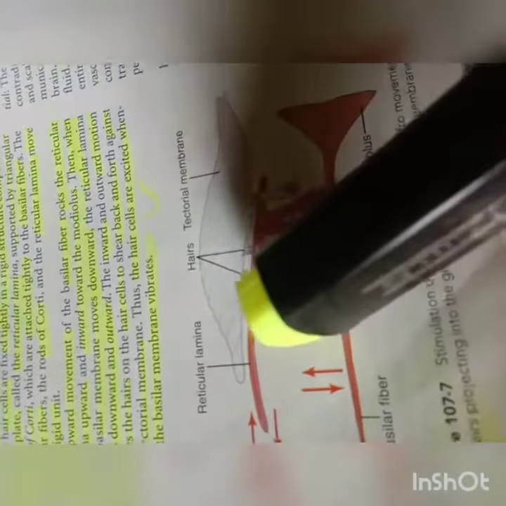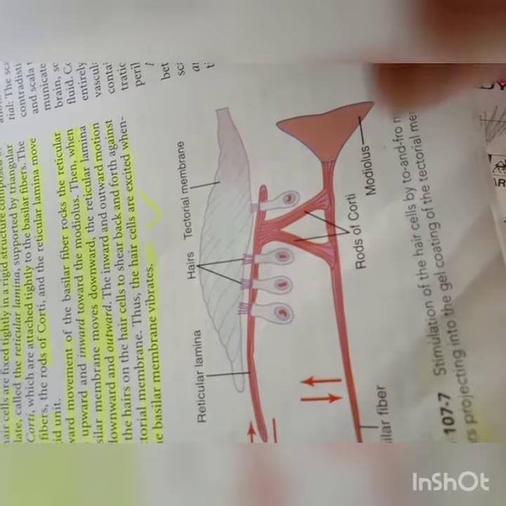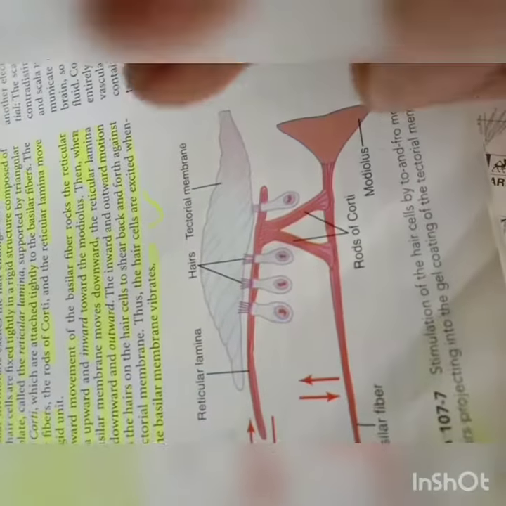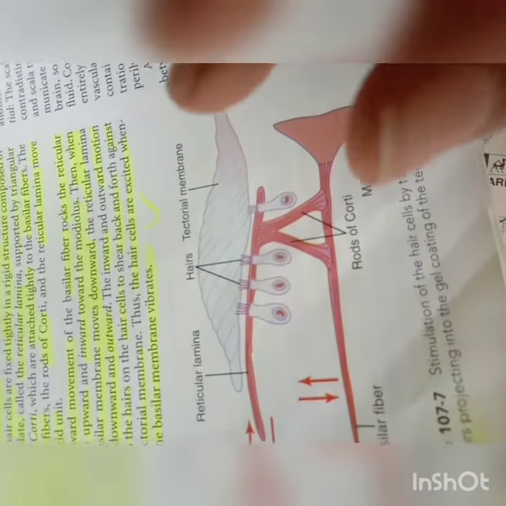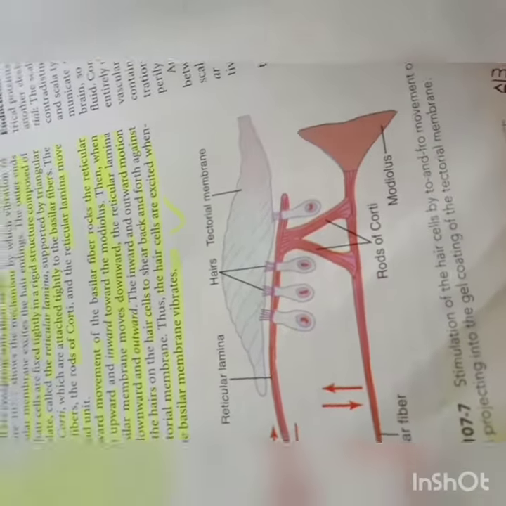And next, when the basilar membrane is moving downward, the reticular lamina also moves downward and somewhat outward. So this inward and outward movement of the hairs happens because when the reticular lamina moves, these hair-like structures also move. So this moving of hair cells back and forth against the tectorial membrane causes the excitation of these cells. So when the basilar membrane vibrates, these cells also vibrate.